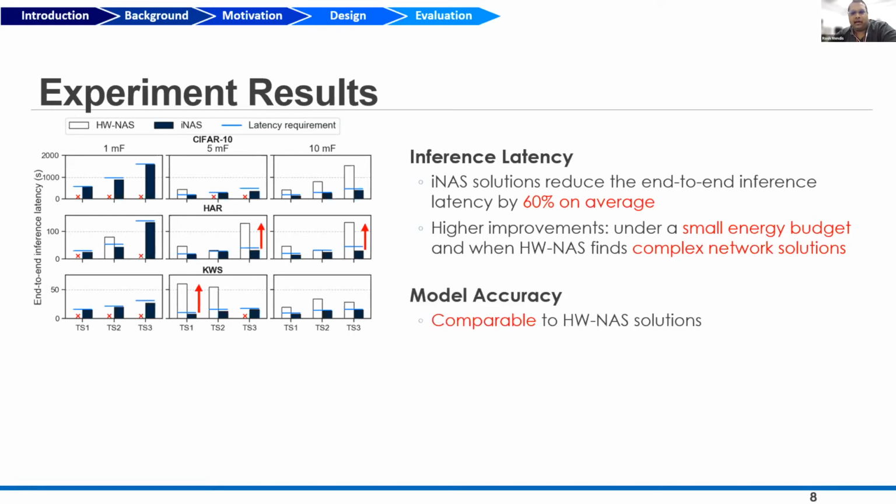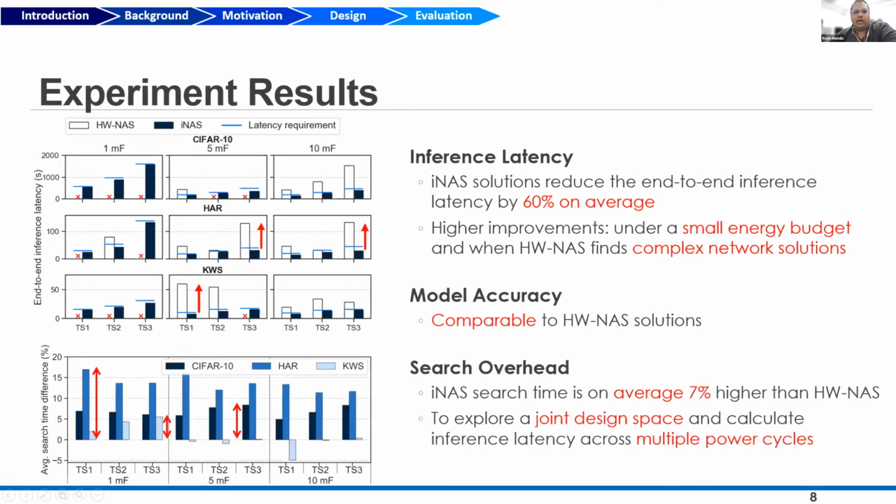So by design, INAS does not degrade or improve accuracy. So the solution accuracy is comparable to hardware-aware NAS solutions. INAS incurs an average of 7% higher search overhead compared to hardware-aware NAS to explore an additional design space and calculate the inference latency across multiple power cycles.